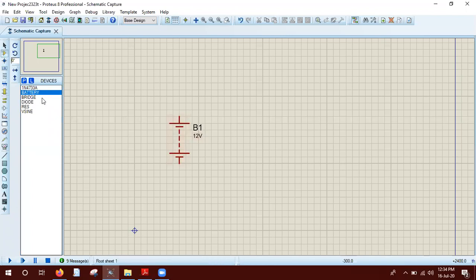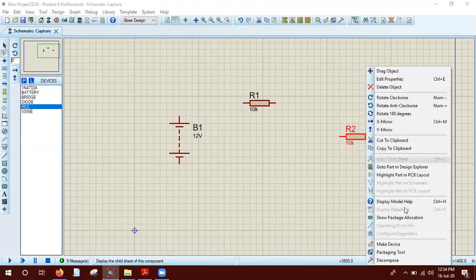Okay, no problem. And we take two resistances. Suppose this is one resistance, and another one is here. So I show you one thing. Interestingly, suppose we rotate it clockwise and connect together.